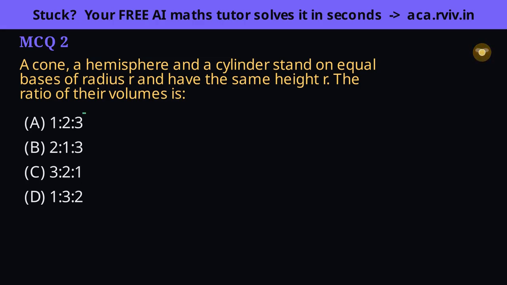The cone is 1/3 pi r squared times height r, which is 1/3 pi r cubed. The hemisphere is 2/3 pi r cubed. The cylinder is pi r squared times r, a full pi r cubed. So the fractions are 1/3, 2/3, and 1. Multiply all 3 by 3 to clear the denominators and you get 1 to 2 to 3. Option A. The other options just shuffle those same three numbers into the wrong order, so the safeguard is to keep cone, hemisphere, cylinder in that stated sequence.